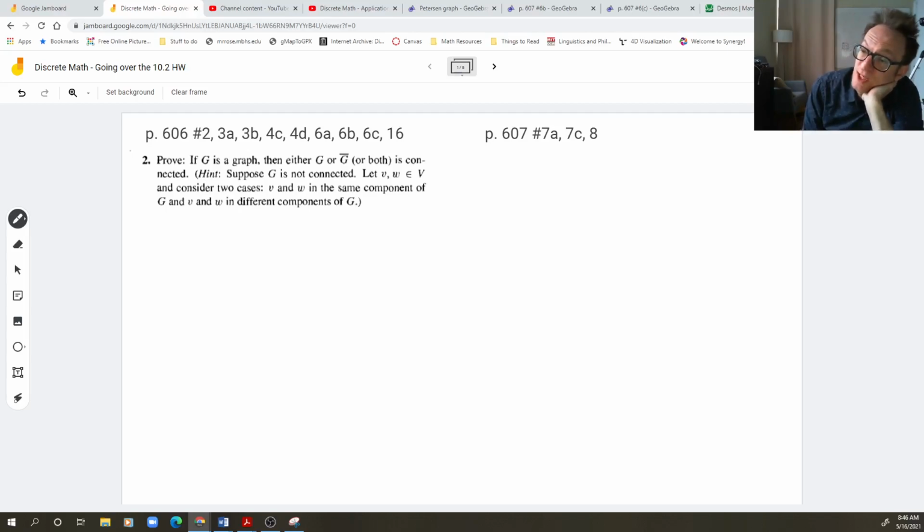Number 2, if G is a graph, then either G or G complement or both is connected. Okay, well, first of all, it only makes sense to talk about the complement of a simple graph. And so I think this should say simple. That's an error that he makes sometimes, Gossett, and other people do as well. So okay, so we have a simple graph, then either G or G complement is connected.